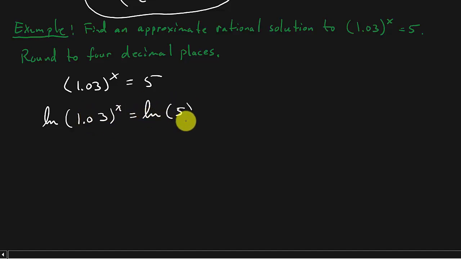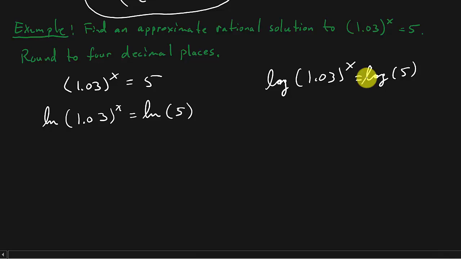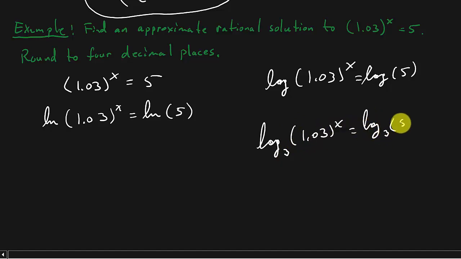the natural log of both sides. Now, I took the natural log of both sides. If you wanted to, you could take the log of both sides. It doesn't matter. You're going to get the same answer either way. And you could also take the log base 3 of 1.03 to the x equals the log base 3 of 5. You could do that too, but why would you do that?